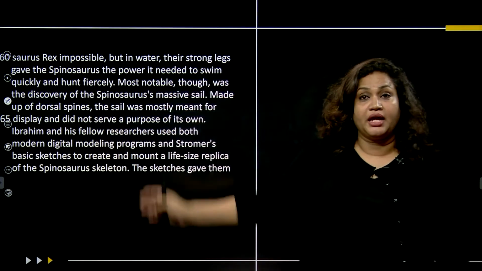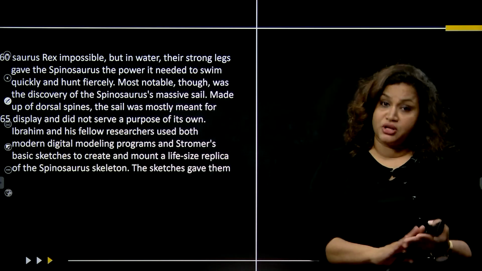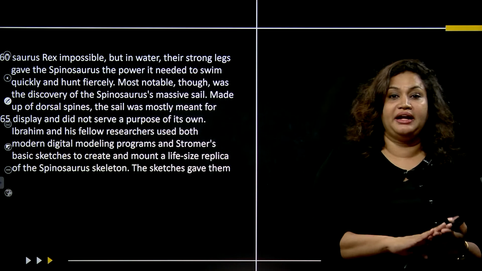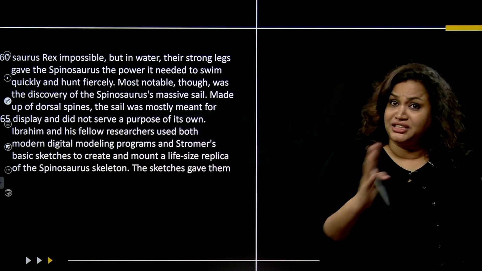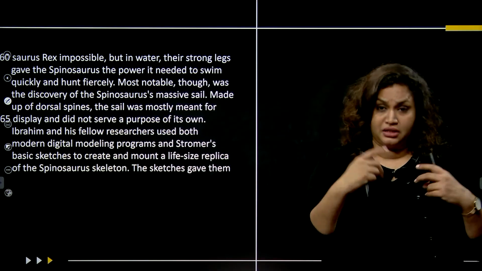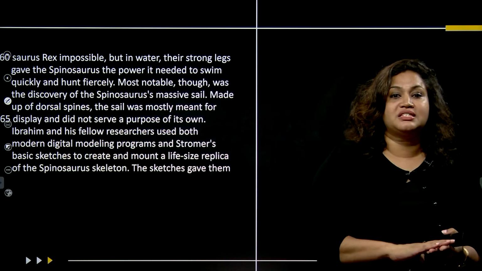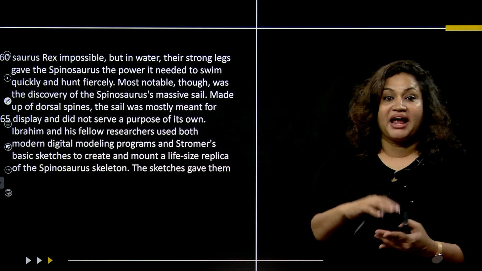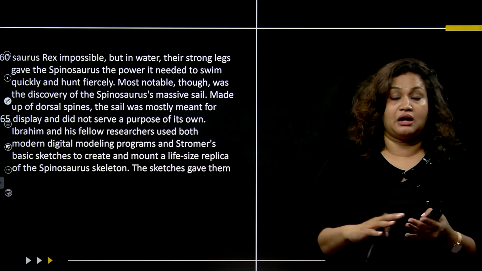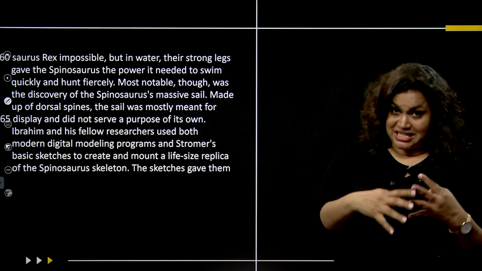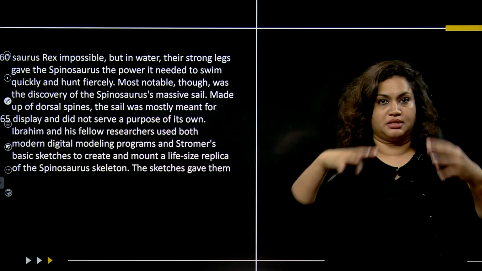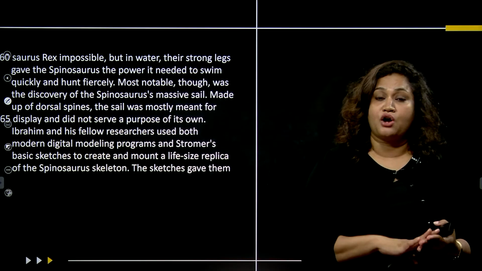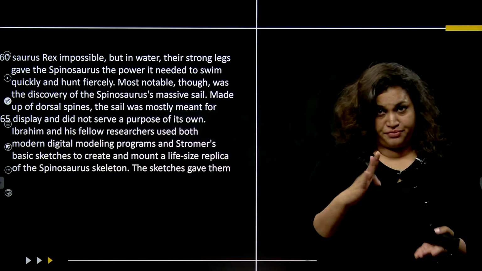Okay, so now we are talking about how, while a Tyrannosaurus rex would be impossible in water, their strong legs gave the Spinosaurus the power it needed to swim quickly and hunt fiercely because of the strong, powerful front legs. Most notable though was the discovery of the Spinosaurus' massive sail made up of dorsal spines. Now it's talking about the back, the tail, and the body. The sail was mostly meant for display and did not serve a purpose of its own.